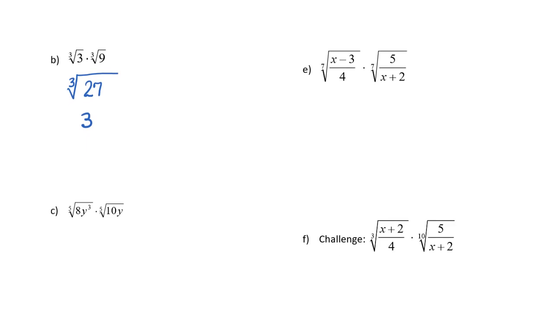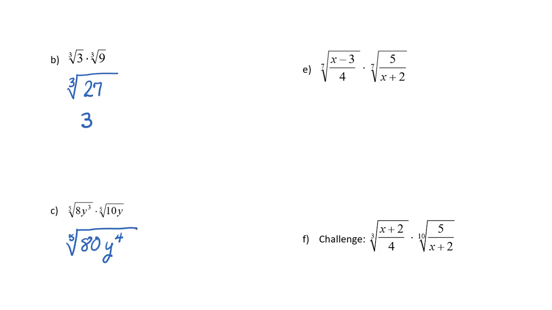Let's look at part C. We have the fifth root of 8y to the third times the fifth root of 10y. We can rewrite this as one radical, the fifth root. 8 times 10 is 80. Y to the third times y to the first is y to the fourth.